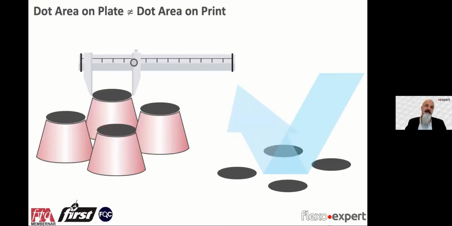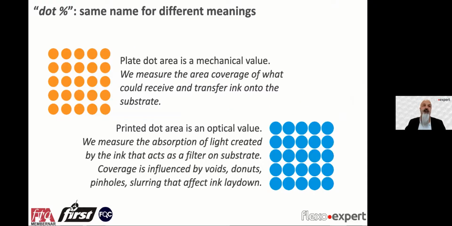So regardless of that question, there is another question that is about the actual concept of dot area. You know that we call them both dot percentage on plate or on print. We use the same name, but they actually refer to two different aspects. A plate dot area is a mechanical value. We measure the area coverage of what could receive ink from the Anilox roller and transfer it onto the substrate. A printed dot area is an optical value. We measure the absorption of light created by the ink that acts as a filter on the substrate.